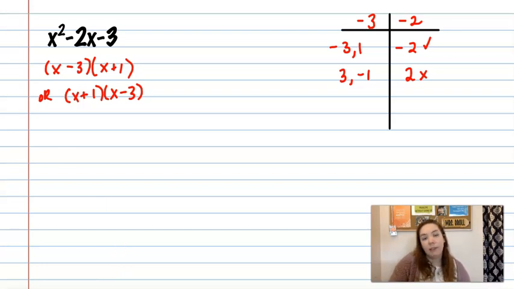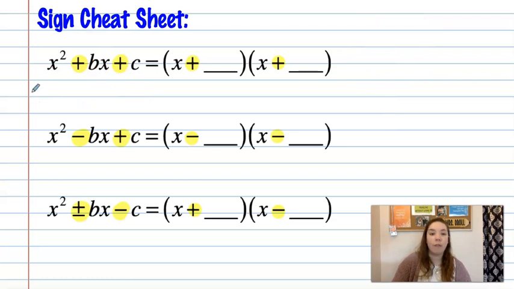The very last slide I have for you today is just kind of your sign cheat sheet. If there are positives all the way across, you're going to have 2 plus signs in your factored binomials. If you have plus on the end, but subtraction in the middle, you're going to have 2 minus signs in your binomials. And then if you have a negative on the end, you're going to have one of each kind. This middle sign could be a positive or negative, but you'll still have one of each kind if you have a minus on the end, because you need one positive and one negative to be multiplied to a negative.